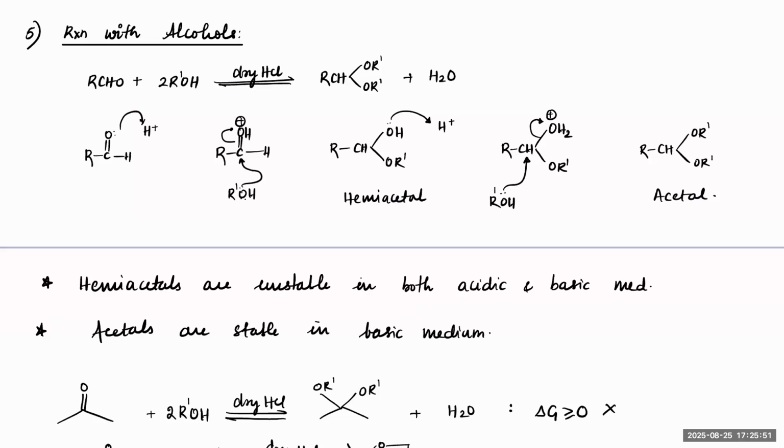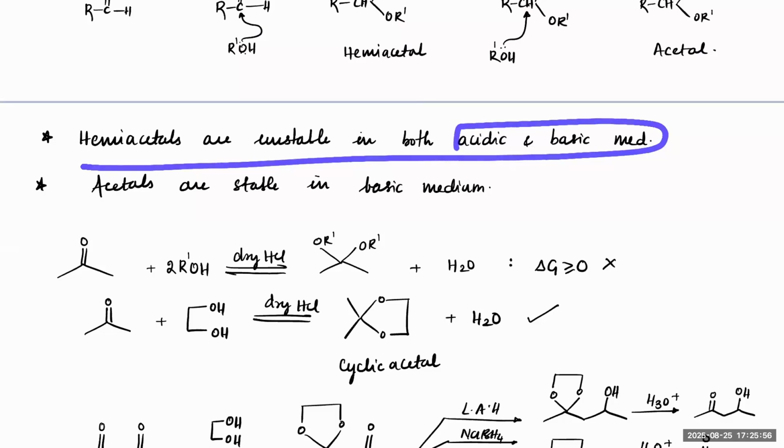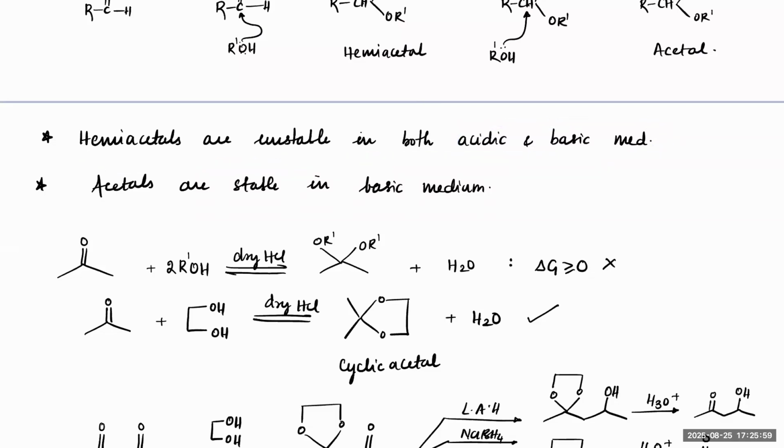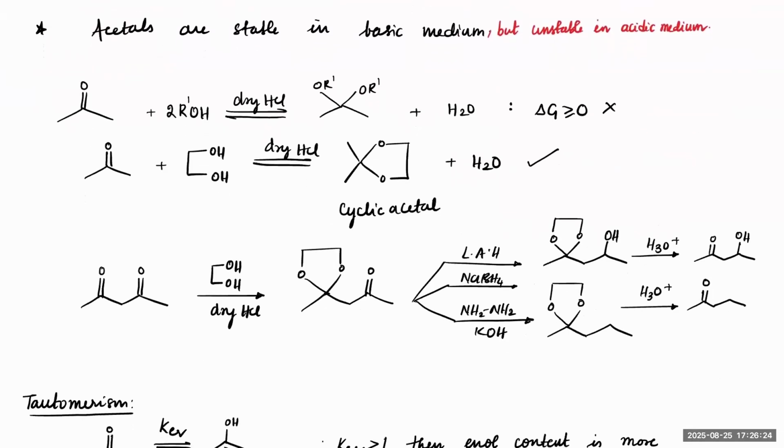Clear, beta? Now notice hemiacetals are highly unstable in both acidic and basic medium. They will immediately try to retract back to aldehydes, whether you keep it in acidic medium or basic medium. Acetals, on the other hand, are stable in basic medium but unstable in acidic medium. So this is what we need to know. Acetals are unstable in acidic medium. Clear?